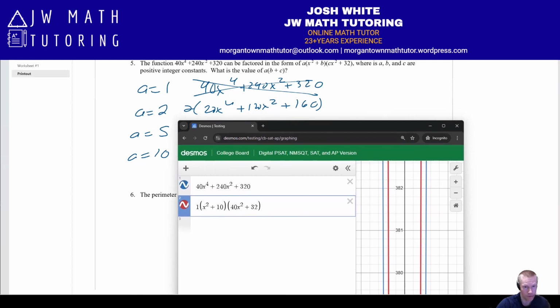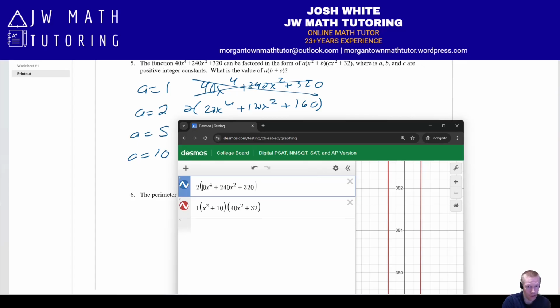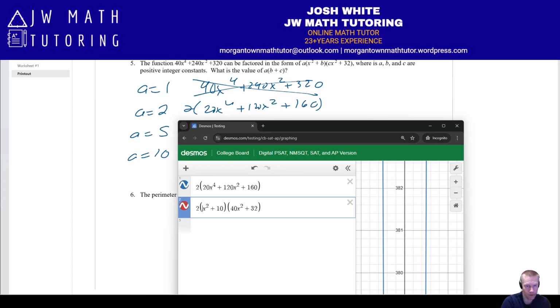But if you try to do it for the second one, again, the original is going to be with the 2 out front. Now when we go to factor it, we have the 2 out front here. It's going to be x squared and 20x squared to make 20x to the fourth. And 32 times 5 is what equals 160. So this has to be a 5 here.